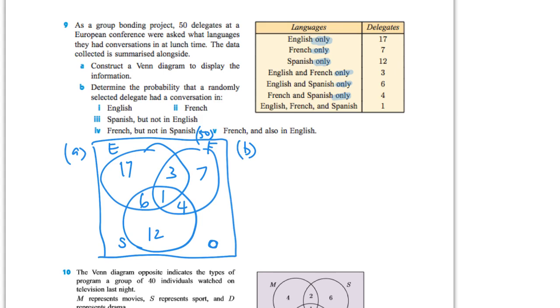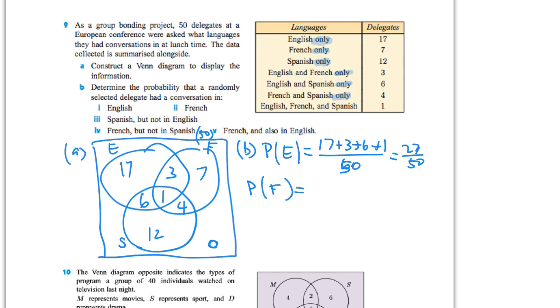Okay, once I have that filled out, part B is straightforward. The probability somebody spoke English at lunch, 17 plus 3 plus 6 plus 1 would be all the people out of 50 who spoke English at lunch. So that's 27 out of 50. Okay, probability you spoke French at lunch, 3 plus 7 plus 1 plus 4 out of 50. That's 15 out of 50.